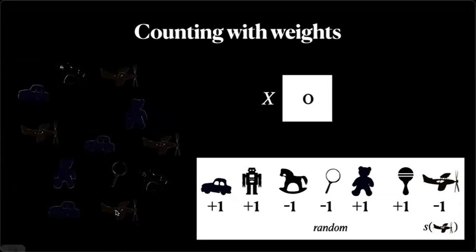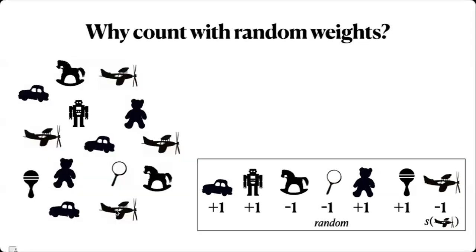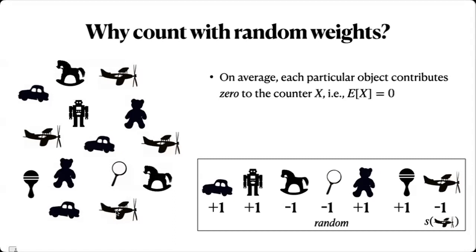Okay. And now the question is, why would you want to do something like this? Because on average, we end up with nothing, right? So we ended up with 0 in this example, and this is exactly what we expect. Since these counts are random, each object contributes 0 to the counter. The expected value of what we get out is 0, right?